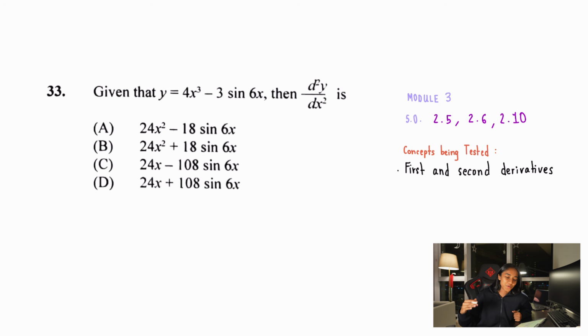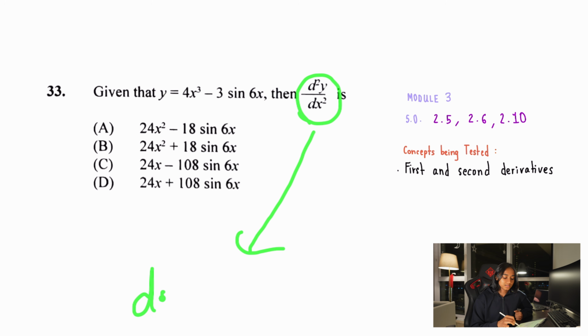And on to our third question on differentiation in this paper. Question 33 gives us y equal to 4x cubed minus 3 sine 6x. Then d squared y over dx squared is what? So d squared y over dx squared is simply differentiating twice.